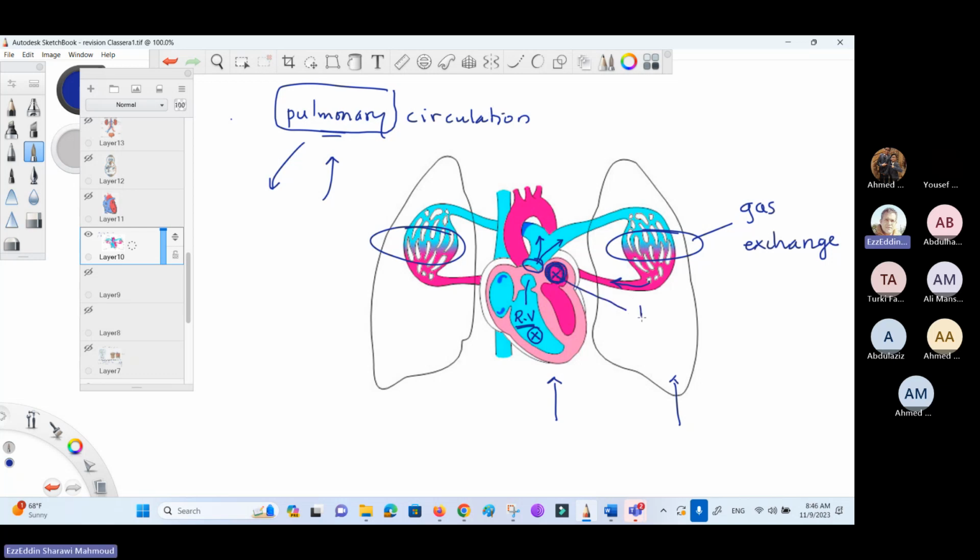It's called the left atrium. Now we finished the pulmonary circulation. It starts from a chamber of the heart called the right ventricle, goes to the lungs, and then returns back to another chamber of the heart called the left atrium. Finished.